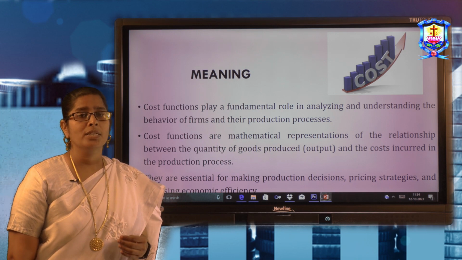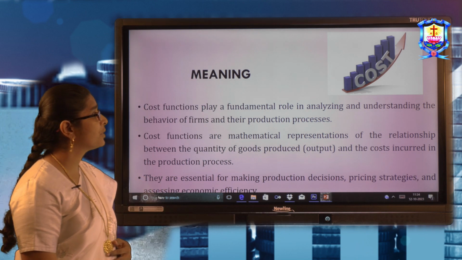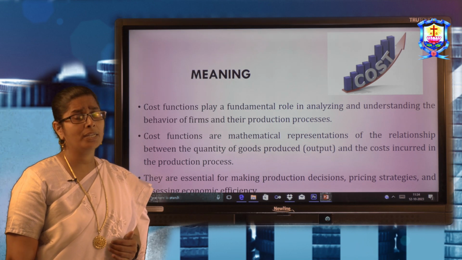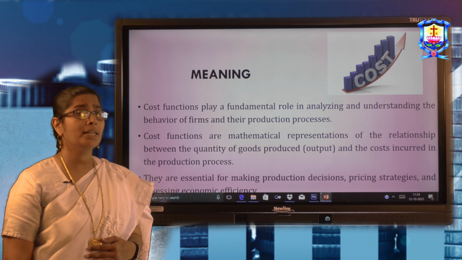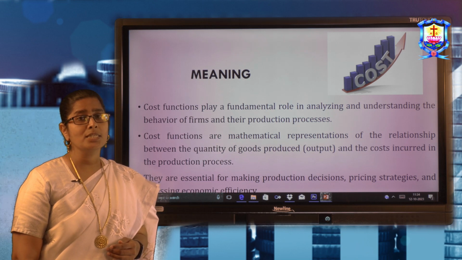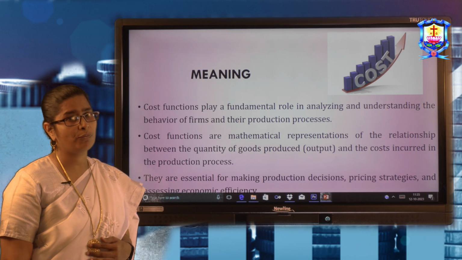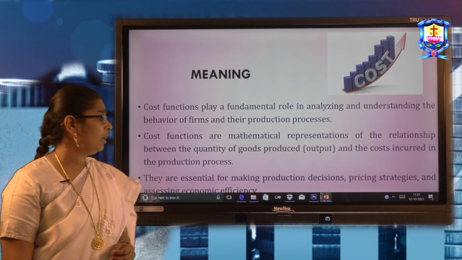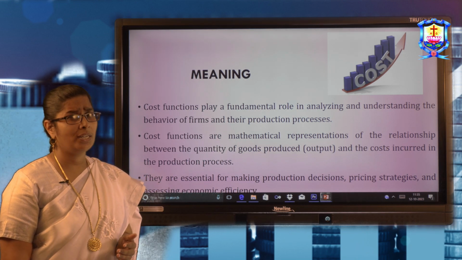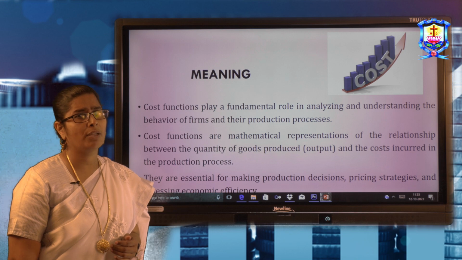This function will help you to understand, as well as help analyze, the behavior of the firm and their production process. Cost functions are mathematical representations which help to understand the relationship between the cost incurred for goods and services and various factors such as price and production function. They are very essential for decision making, pricing strategy, and they help firms to assess economic efficiency.